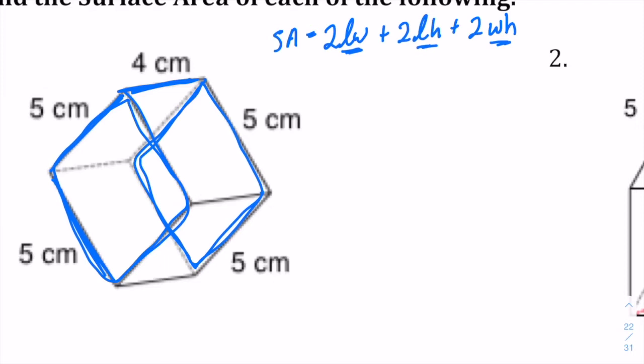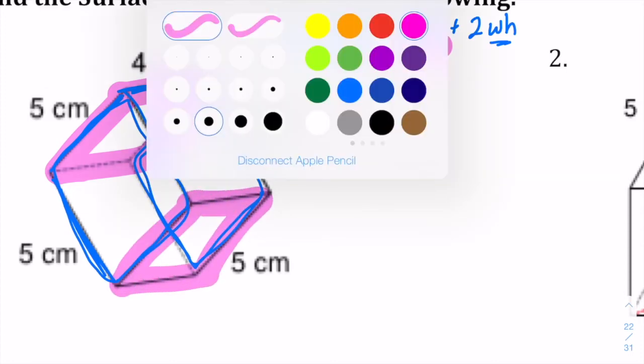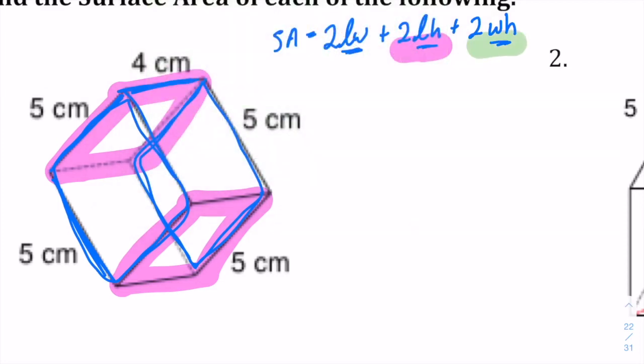Try to see if I can keep this clear. So 2 length height. So maybe this is the length height back here. So if we have one of those, we have another one of them up there. And then finally, width height, I see it as kind of like the top here and the bottom there. So we've got 2 of each of those faces. So we really just need to find the area once and then double it.